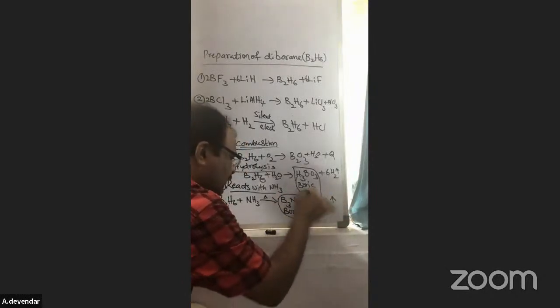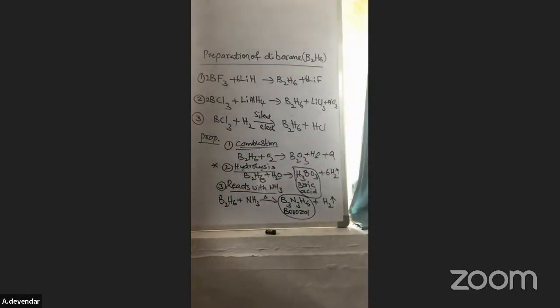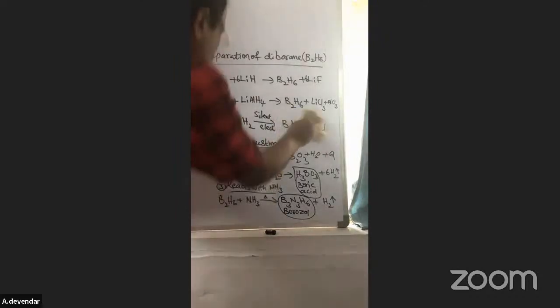This is very important from the examination point of view. What is the formula of borazole? B3N3H6 is called borazole. So how is it formed? When diborane is treated with ammonia at low temperature, borazole is formed. What is the structure of borazole? Borazole has a structure similar to benzene. I can write the borazole structure on top.